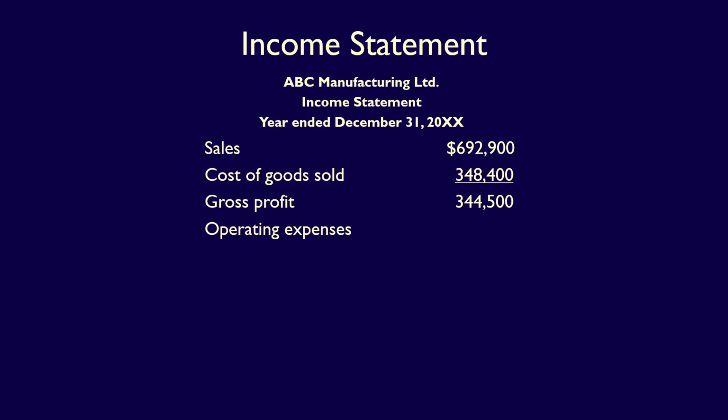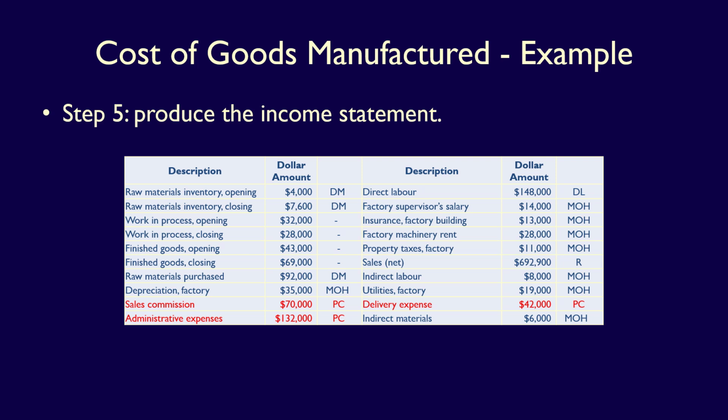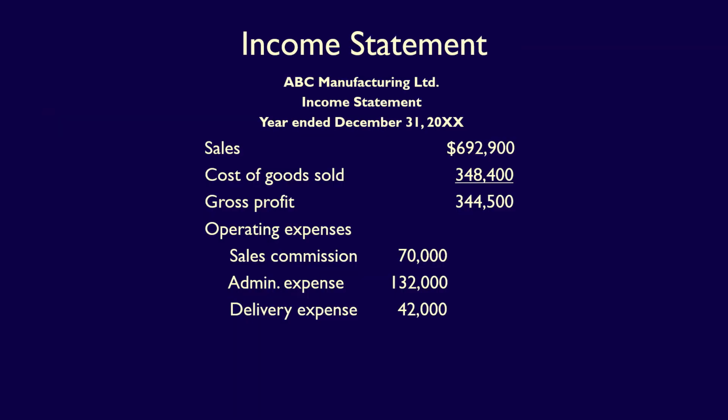We now have a heading called Operating Expenses. Here we're going to use all of our period costs from the listing. There is no required order for these, so I'm just going to put them in the order they show up on the listing. Sales commission, $70,000. Admin expense, $132,000. Delivery expense, $42,000. Total operating expenses are therefore $244,000, the sum of all the period costs.